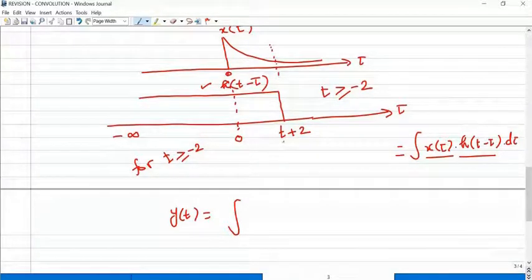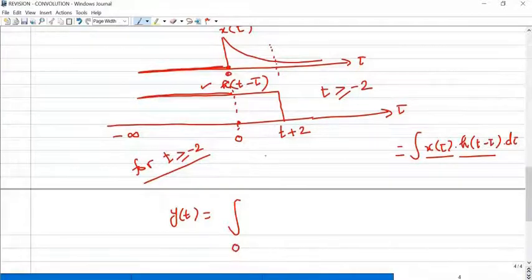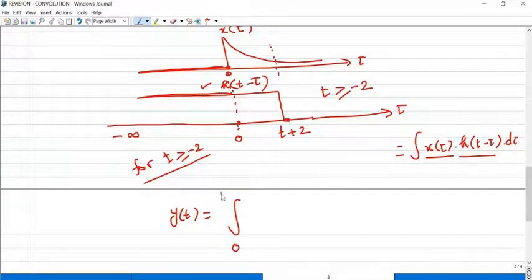We don't know what is the value of t. This t may be minus 2 or greater than minus 2, any value. So write the general expression for t greater than or equal to minus 2. When you look at this signal, here nothing is there, here nothing is there, but here some signal is there, but 0 into something is 0. So starting overlap 0. Your lower limit for integration is 0. Upper limit for integration is t plus 2.